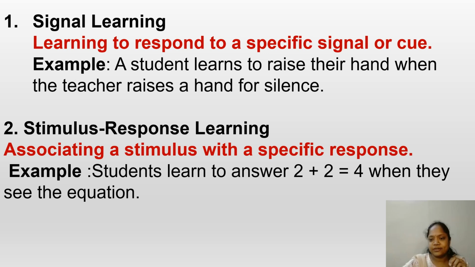Now the 8 levels of learning. Signal learning: learning to respond to a specific signal or cue. Using signals in the classroom, we used to do. If we say silence, the child can understand that they should be quiet. In the same way, a student learns to raise their hand when the teacher raises a hand for a subject. Next, stimulus response. Your teacher is a stimulus there. Some stimulus we need to give, then we get the response from the child. So associating a stimulus with a specific response. Students learn to answer 2 plus 2 is 4.